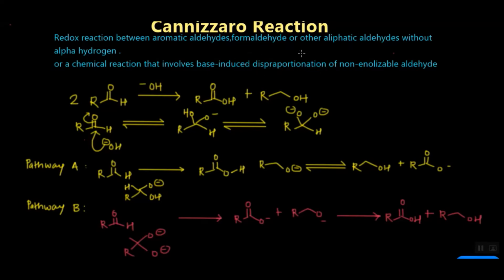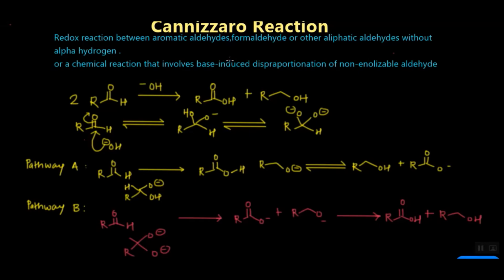In the other part of the definition, it is clearly mentioned that our aldehyde must not contain an alpha hydrogen. That is, they should be non-enolizable. Now the problem with aldehydes having alpha hydrogen is that under basic conditions they will form an enolate. That enolate can then attack another mole of an aldehyde to give a condensation product.